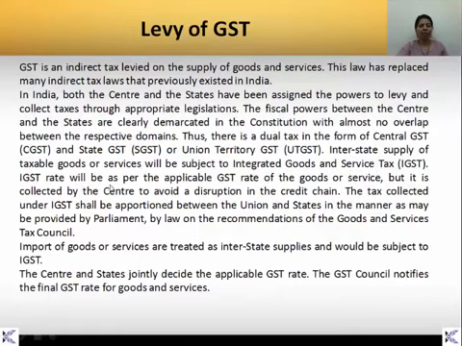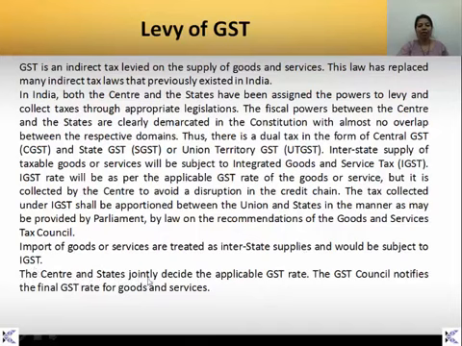So IGST rate will be as per the applicable GST rate of goods or services, but it is collected by the center to avoid a disruption in the credit chain. The tax collected under IGST shall be apportioned between the union and states in the manner as may be provided by Parliament by law on the recommendation of Goods and Services Tax Council. Then, import of goods or services are treated as interstate supply and hence they are subject to IGST.